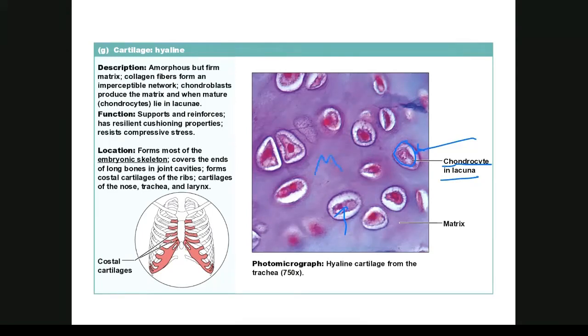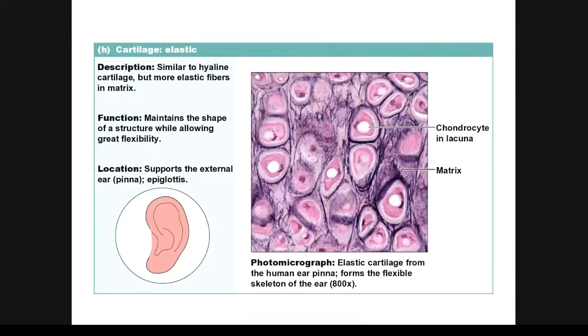Example, costal cartilage. This is your rib cage cartilage. Also, the entire embryonic skeleton is made up of hyaline cartilage. The ends of long bones, the articular cartilage, is made up of hyaline cartilage. Okay, elastic cartilage, very similar. You still have your chondrocytes and the lacuna, but you have these elastic fibers in the matrix.